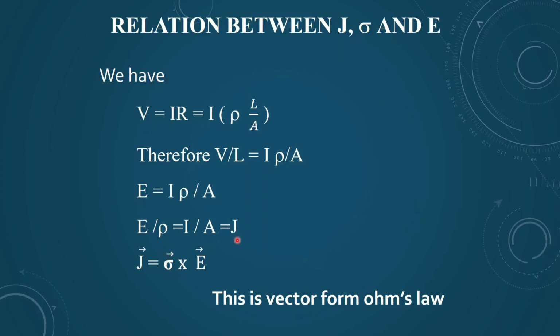So we can write J equals sigma times E. This is actually the vector form of Ohm's law. In vector form, we can write it in terms of current density, conductivity, and electric field. So this form also should be known to you, which is the vector form of Ohm's law, or they may simply ask you to give the relation between J, sigma, and E. Whatever way the question can be asked.